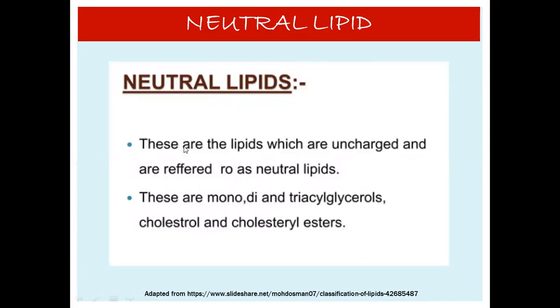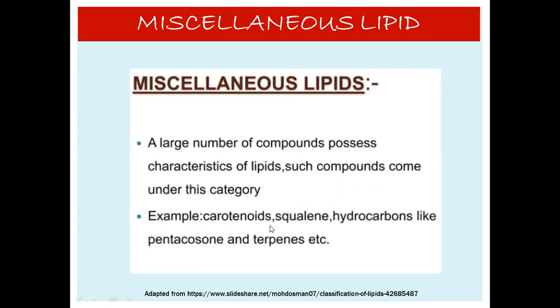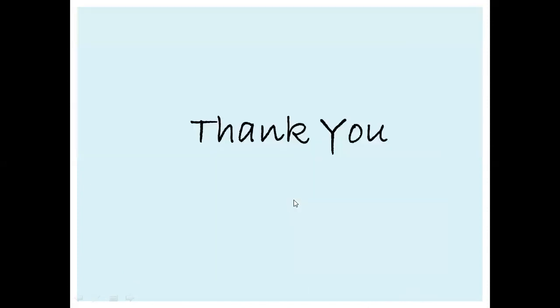Next, there are neutral lipids. These are the lipids which are uncharged and are referred to as neutral. That's why these types of lipids are known as neutral lipids. These are mono, di, and triacyl glycerol, cholesterol, and cholesterol esters. Miscellaneous types of lipids are also there. A large number of compounds possess characteristics of lipids. Such compounds come under this category. Examples are carotenoids, hydrocarbons, squalene, pentacosone, terpenes, all are this type of miscellaneous lipids.